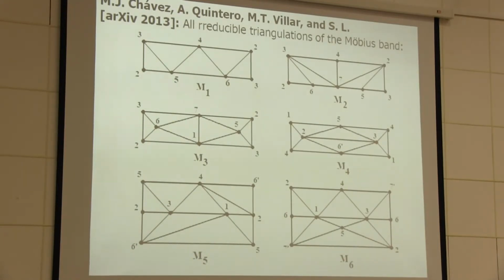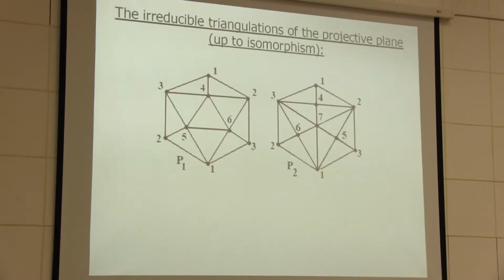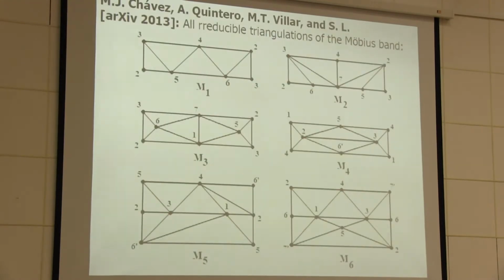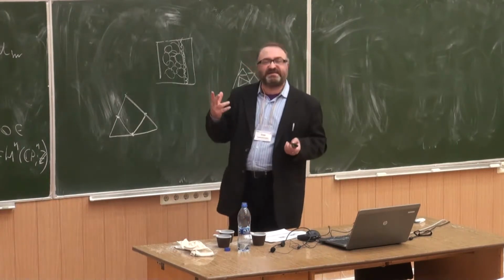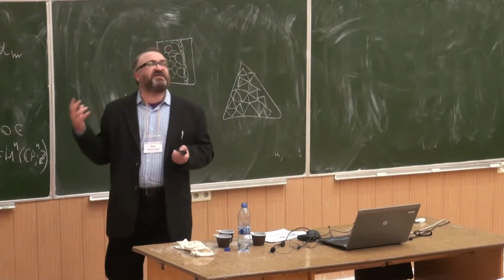And I want to give you the idea of how we got these triangulations and how we are looking for all the irreducible triangulations of the once-punctured torus. Sorry, I will give you the idea, but on the example of the Möbius belt, because this case is simpler than the once-punctured torus. So remember that the Möbius belt is just a once-punctured projective plane.